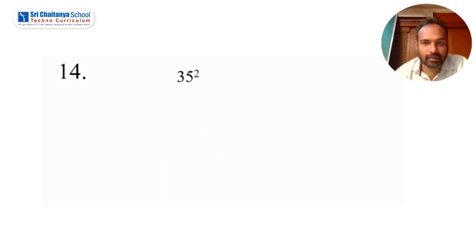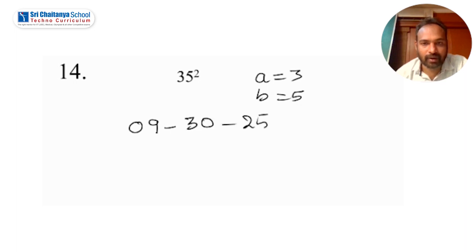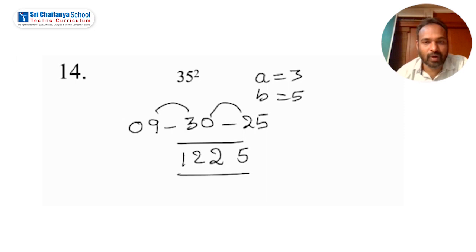35 square. In this, the value of A is 3 and the value of B is 5. Apply the formula. A square means 9. 2AB, 2 into 3 into 5, which is 30. B square, 25. 5. 2 will carry forward, which will become 32. 3 will carry forward. 9 plus 3 is how much? 12. So the answer is 1225.